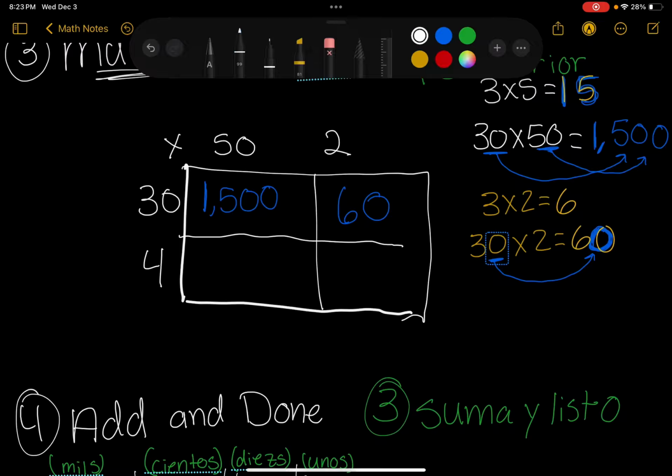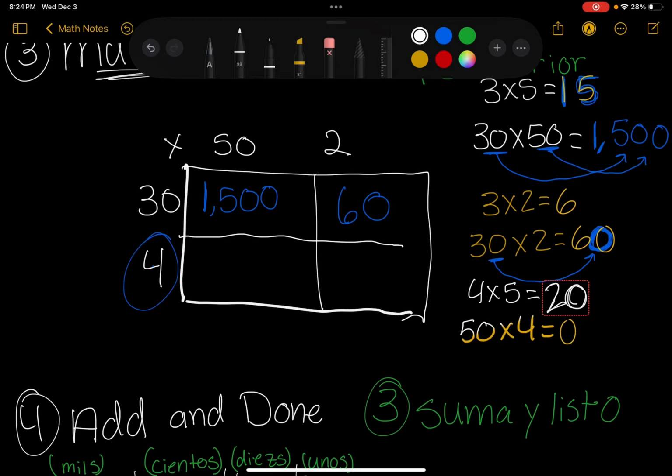Our little 4 over here. We're going to multiply 4 and 50. Do not freak out. You guys know the answer because I know you guys know what 4 times 5 is. Because 4 times 5 is 20. We all know our 5s. However, we don't have 5. 5 got an upgrade and they're 50 times 4.